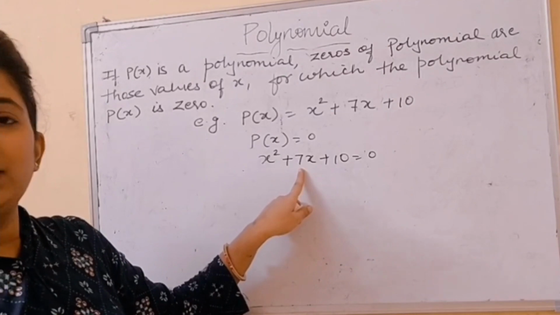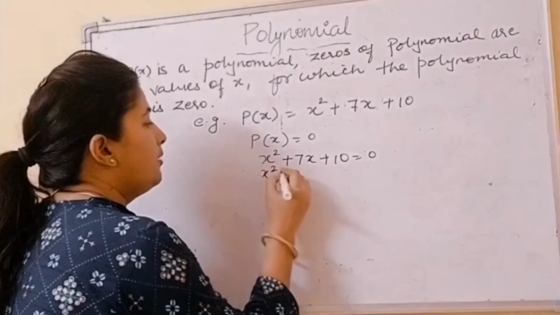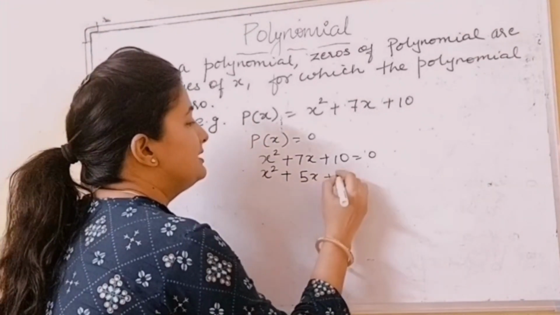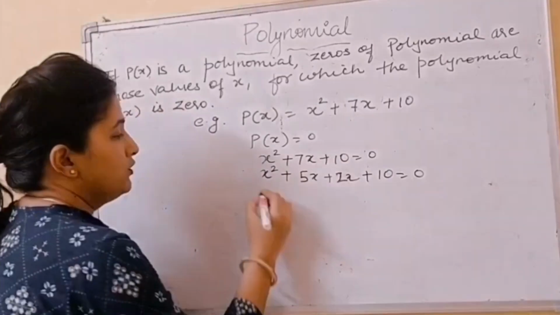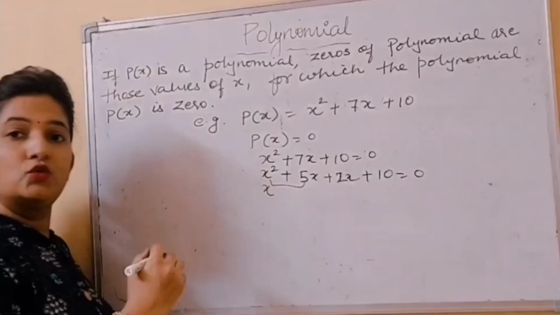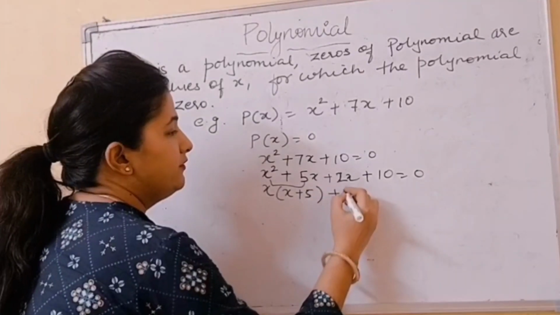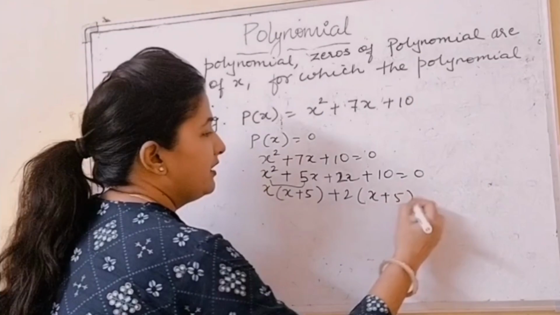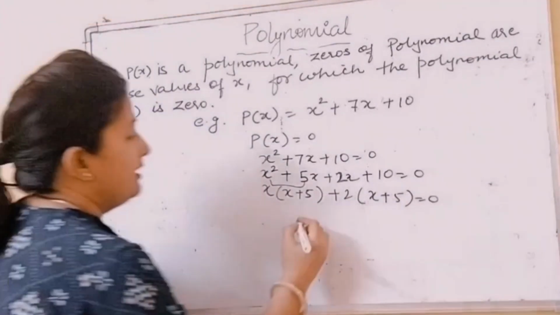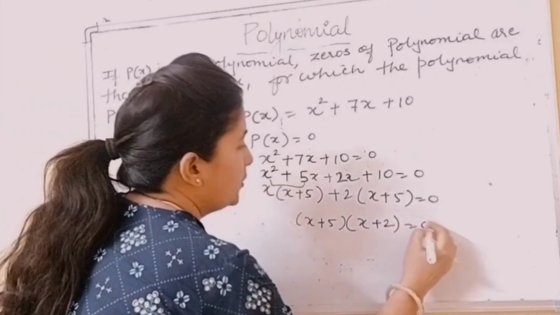We know that such two numbers are 5 and 2, because the sum of 5 and 2 is 7 and the product of 5 and 2 is 10. So the common factor between the first two terms is x and the remaining term is x plus 5. Similarly, the common factor here is 2 and the remaining term is x plus 5, equal to 0. Again, we get the two factors here, x plus 2 and x plus 5 equal to 0.